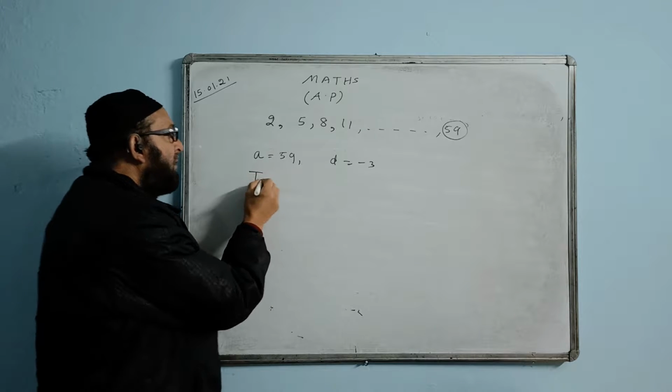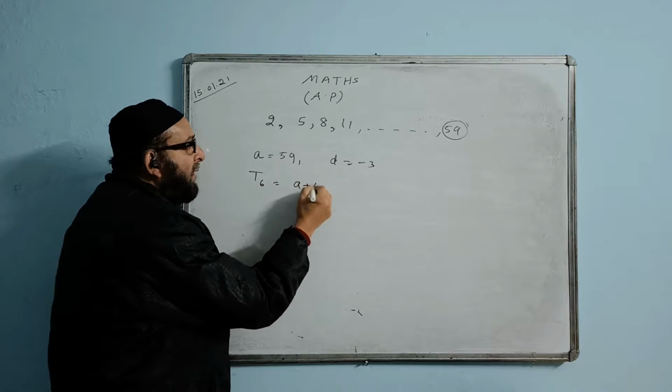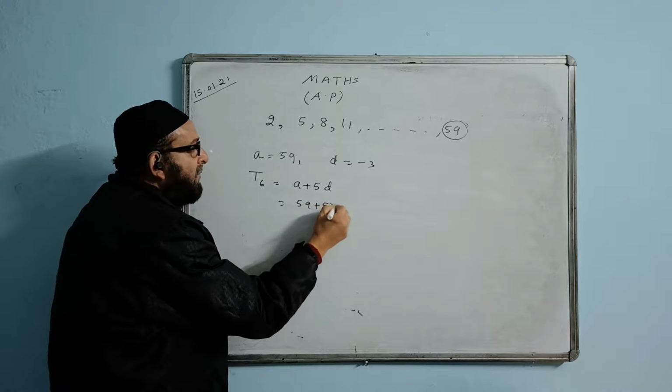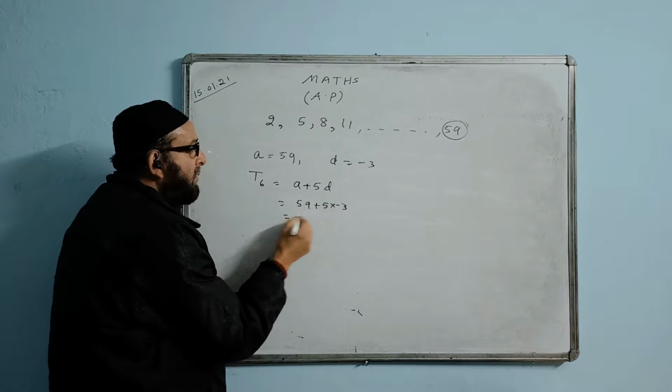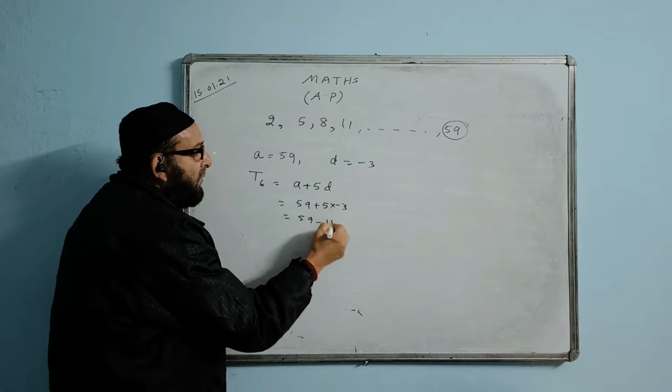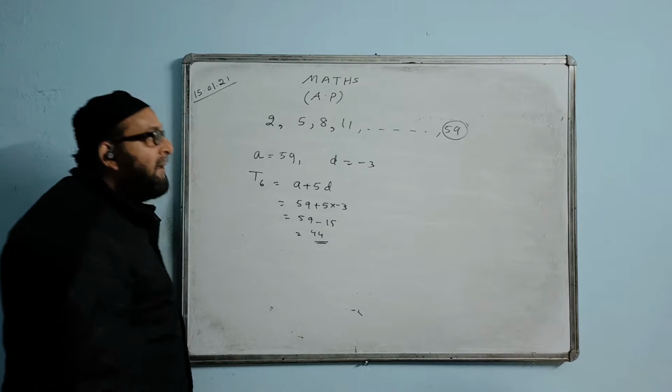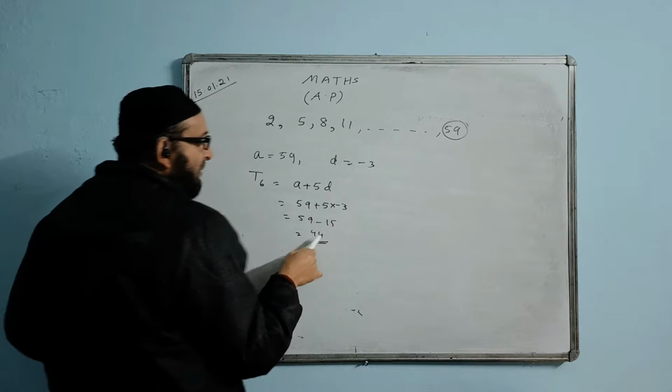Now you find T6. What is the formula of T6? It is a plus 5d, no? The a value is how much? 59. And the d value is minus 3. Now the answer: 59 minus 5 times 3 is 15, so 44 is the answer. And if you keep on doing it manually, I will show that your answer will be 44 only.